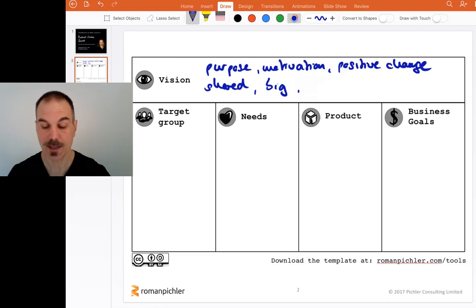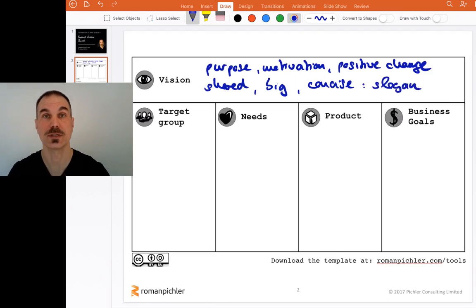And finally, make your vision concise. Now, my preferred way to ensure this is to work with a vision statement, or even better, a slogan. So if I was to develop a product that helps people become more aware of what they eat, when they eat, and maybe how much they eat, then the vision behind that product could be to help people eat healthily. I could be even more ambitious and say, help people live healthily. So that'd be, in my mind, a good example for a big but concise vision.